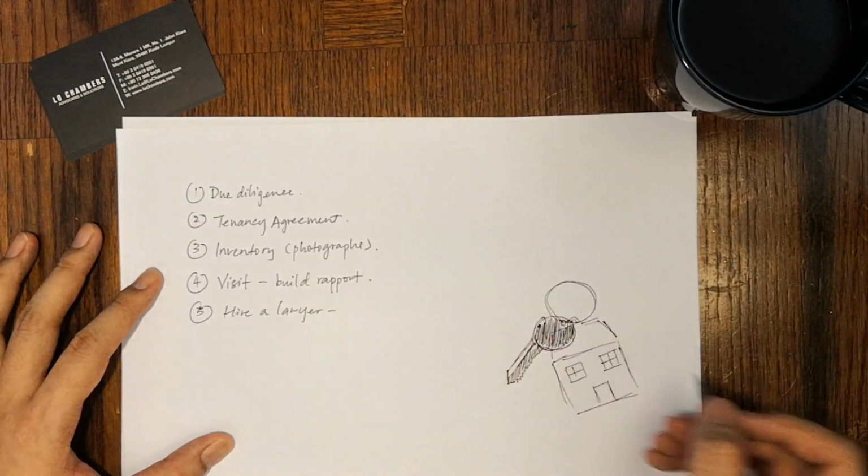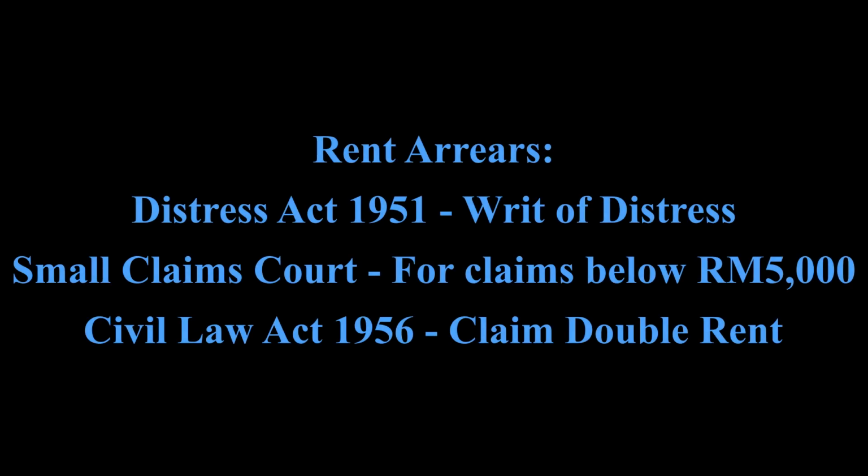For rent in arrears during the tenancy period, a landlord can recover them by way of a writ of distress pursuant to the Distress Act 1951. If the claim is below 5,000 ringgit, one can file a claim at the Small Claims Court. For the period the tenant holds over the premise after the expiry of the tenancy, the Civil Law Act 1956 allows the landlord to claim for double rent.